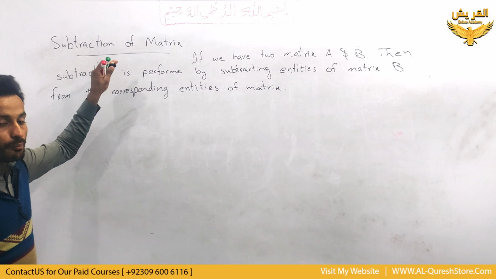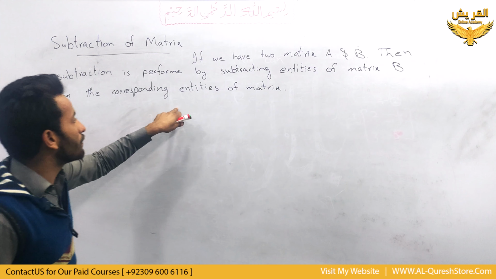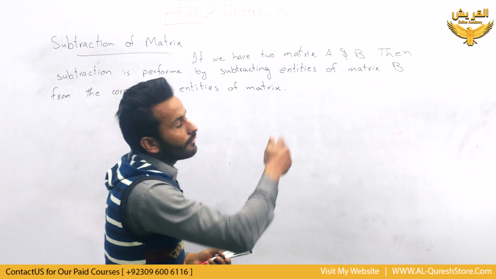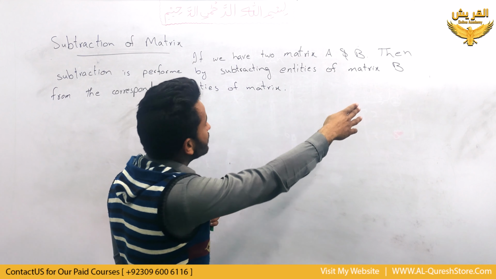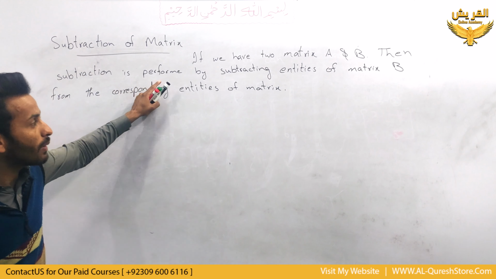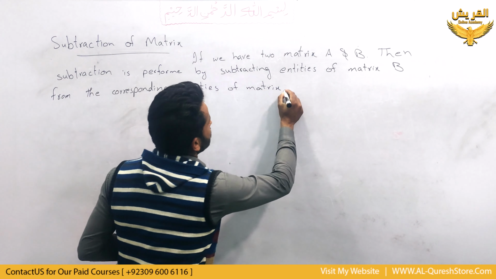In the subtraction of matrix, it is compulsory to have both the matrix same order. If we have two matrices A and B having same order, then subtraction is performed by subtracting entities of matrix B from the corresponding entities of matrix A.